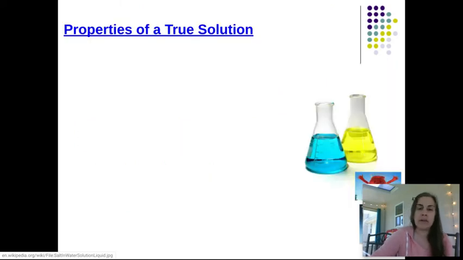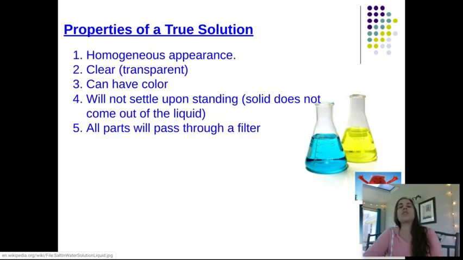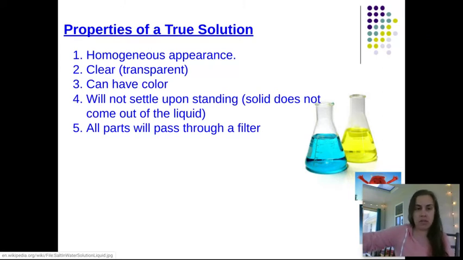All right, so properties of the solution. Solutions are homogeneous. That means you can only see one component. It looks like one component. It looks like a pure substance, but there are more than two components mixed. They're clear. That means transparent. That does not mean colorless. So my green water, that is a solution. It has color, but it is still clear and transparent.